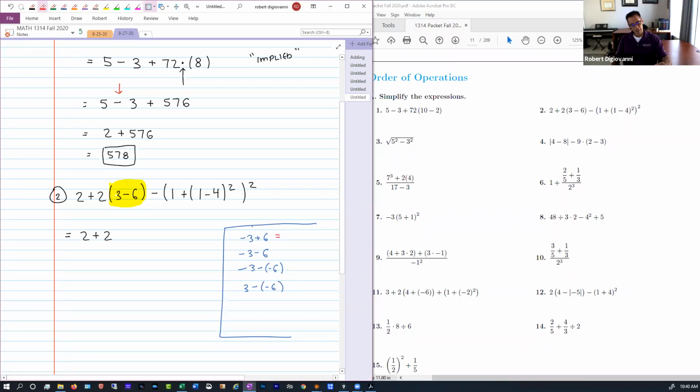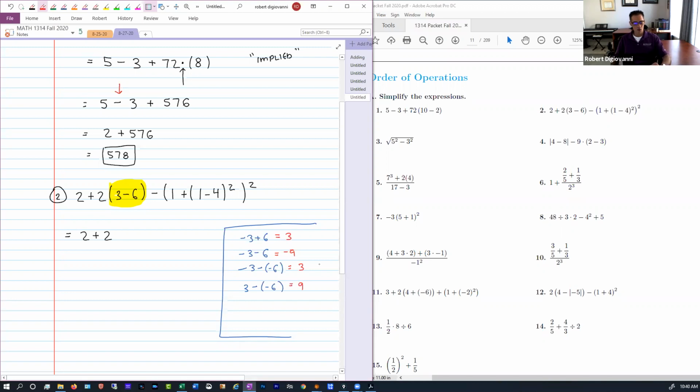If you have -3 and you add 6, you should get 3. If you have -6 and you take away 6, you should have -9. If you have -3 and you take away -6, that's the same as -3 plus 6, so that answer is 3. And then this last one should be 9.